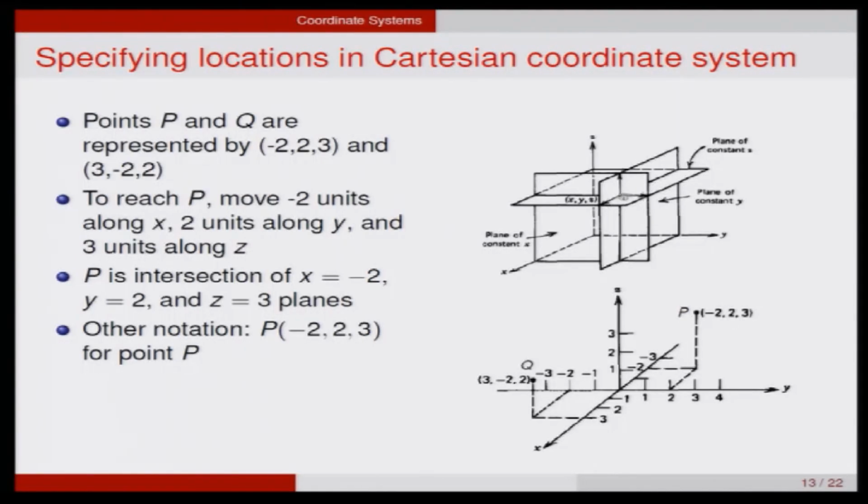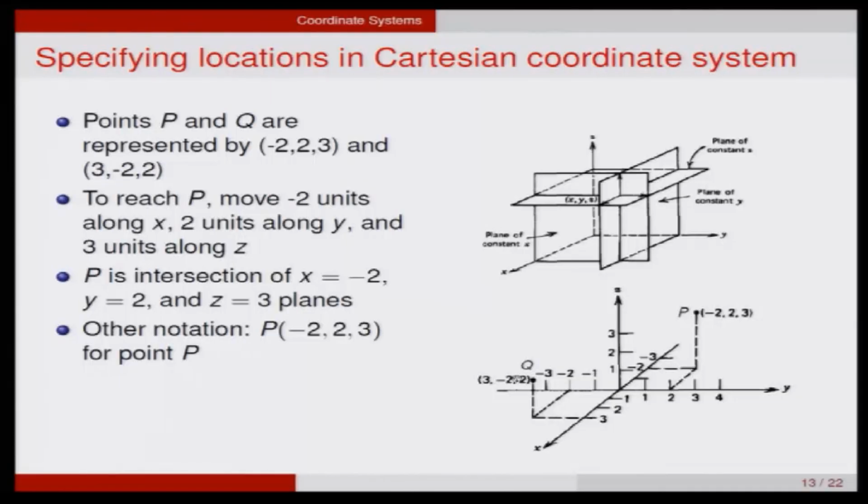Again, you have 3 mutually perpendicular directions: one vector pointing along x, one along y and one along z. For example, consider points P and Q. Point P is (-2, 2, 3), which means I have to put up a plane at x is equal to -2. Then I move to 2 on the y axis, which is equivalent to putting up a plane at y is equal to 2. The intersection of those two is at (-2, 2). Now, if you move up to the plane where z is equal to 3, you will end up with point P. So, to get to point P, you move -2 along x, 2 along y and 3 units along z.